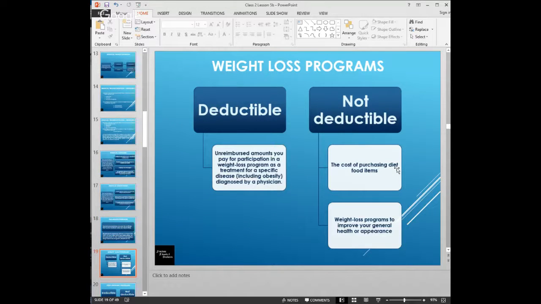Weight loss programs are deductible for any unreimbursed amounts that you pay for participating in a weight loss program, as long as it's not for the cost of purchasing diet food items. If you are just participating in a weight loss program to improve your general health or appearance, and it's not because of a diagnosis from a physician, it's not deductible.